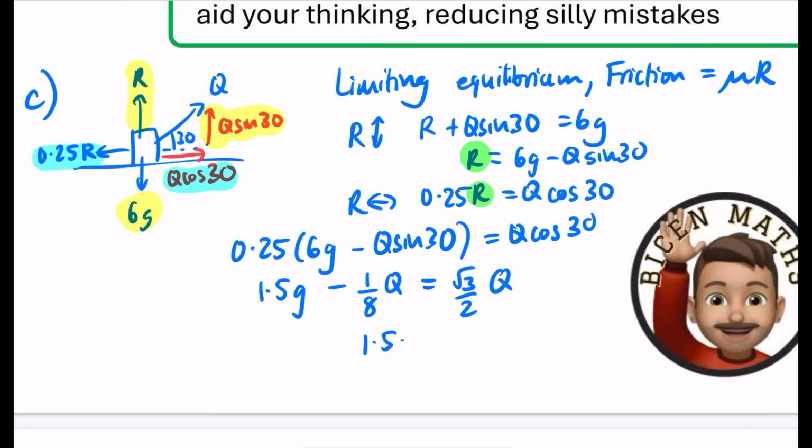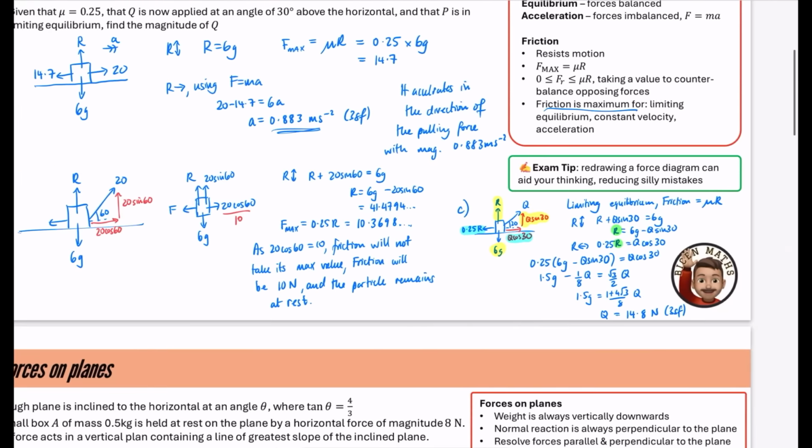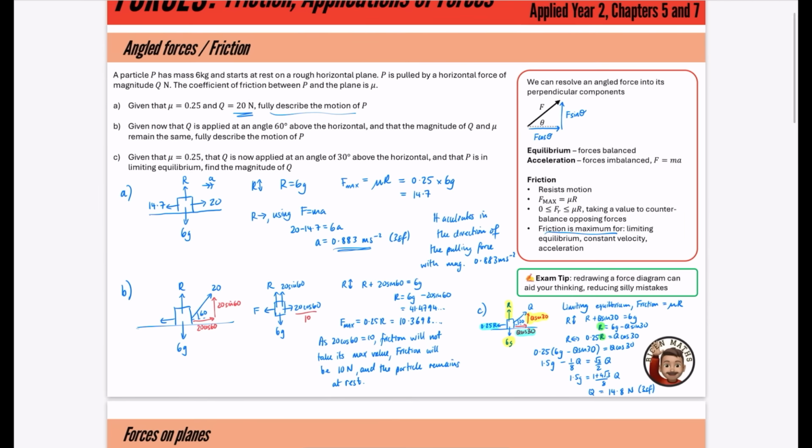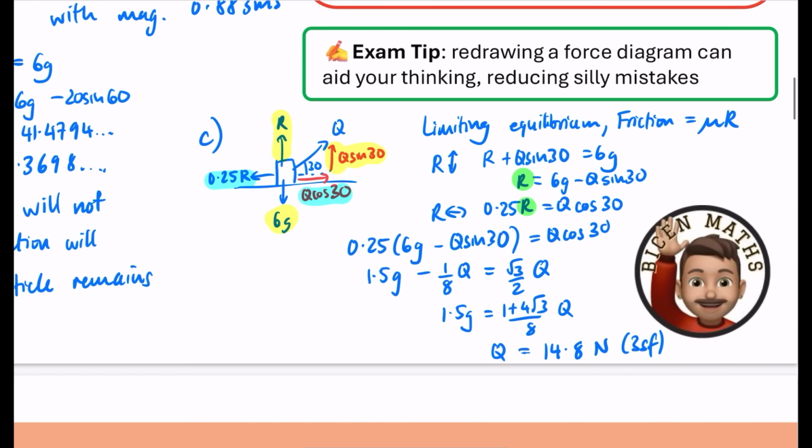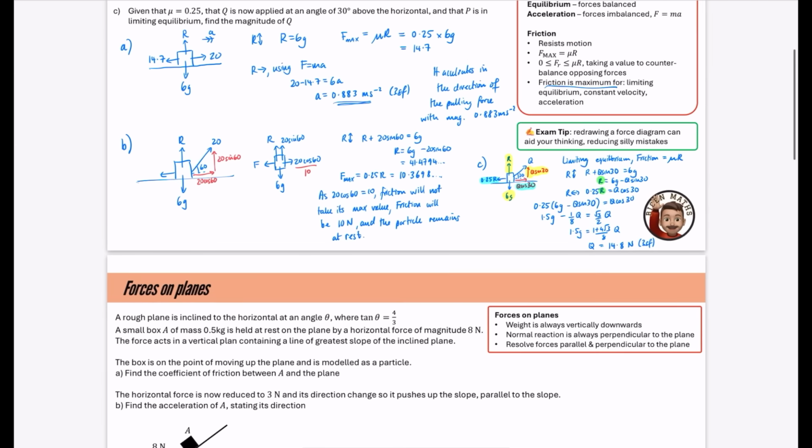So my final thing is to solve this equation by doing root 3 over 2 for the Q that we've got there. I'll add on 1/8 to that. And so I get this. It doesn't really matter what it looks like, but it's 1 plus 4 root 3 over 8 Q. So when I solve this, I will do the 1.5 times 9.8 divided by that thing on my calculator. And we get that Q is 14.8 newtons to 3 significant figures. Okay, so is that what we wanted to do? Yes, find the magnitude of Q. So limiting equilibrium, all the forces were balanced, and we knew the friction had taken its maximum value.